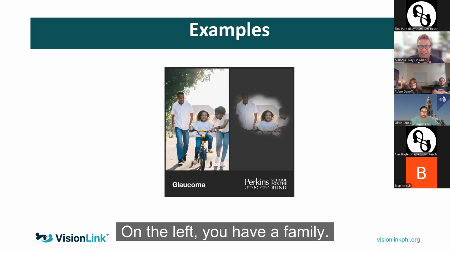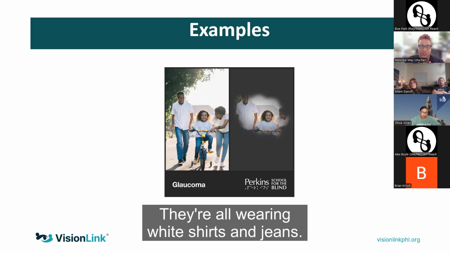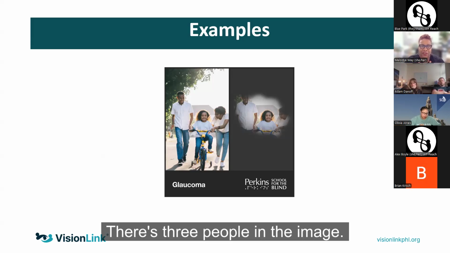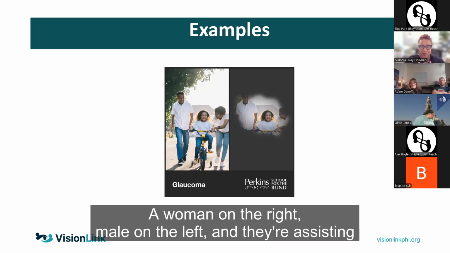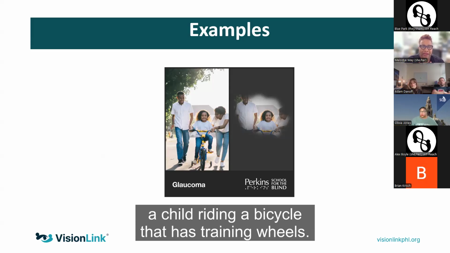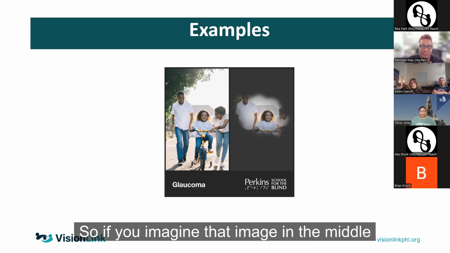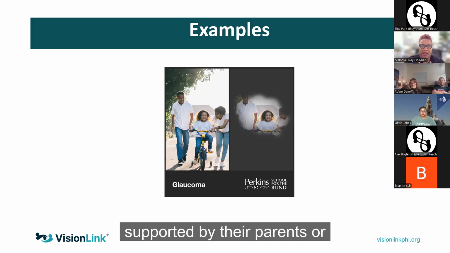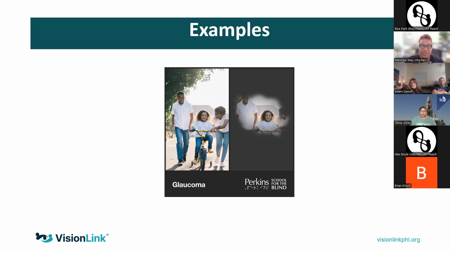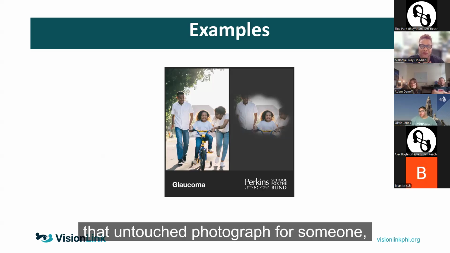So on the left, you have a family. They're all wearing white shirts and jeans. There are three people in the image: a woman on the right, a male on the left, and they're assisting a child riding a bicycle that has training wheels. If you imagine that image, in the middle is the child, and she or he, I cannot tell, is supported by their parents in that untouched photograph.